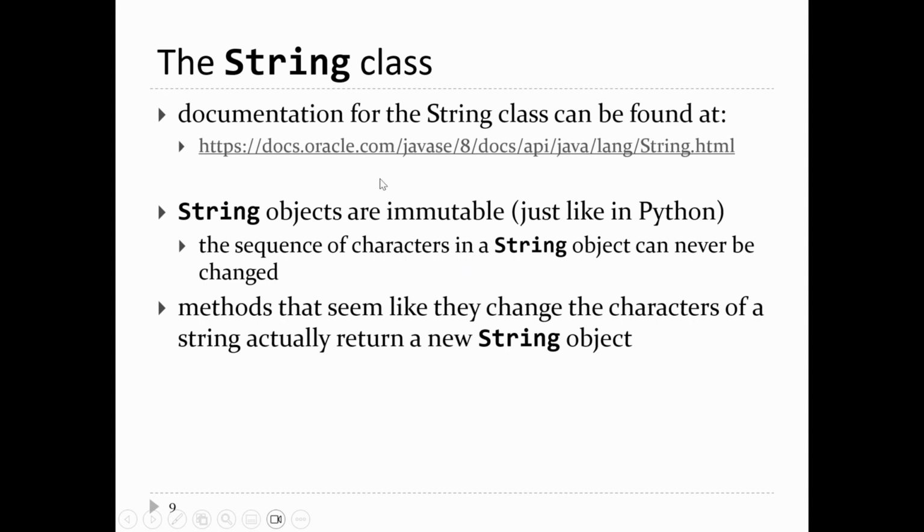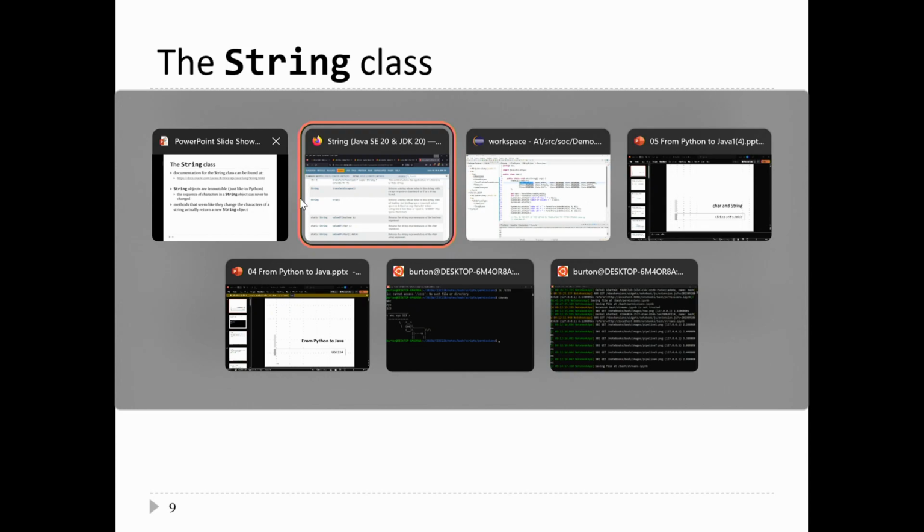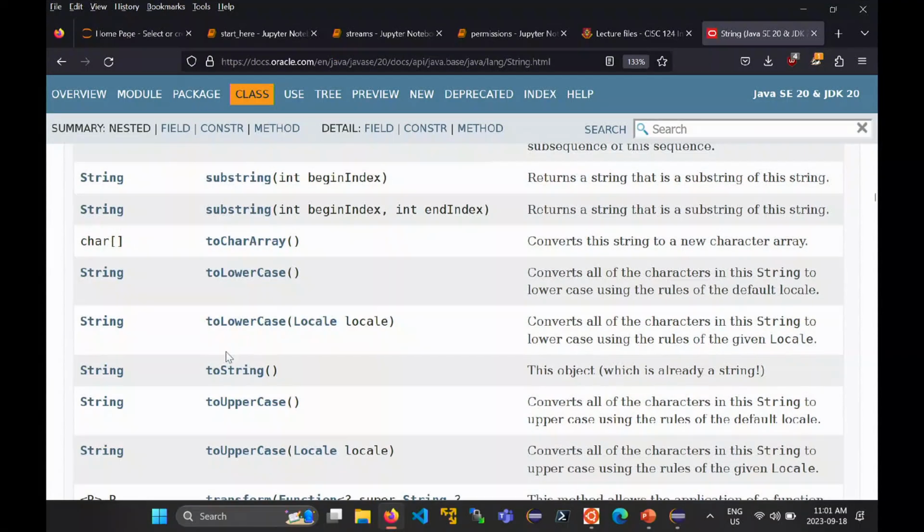All right, so string objects are immutable. What that means is once you make a string object, you cannot change the sequence of characters in that string object. Now, if you look at the documentation for the class, it looks like there are methods that change the characters of a string. So if I flip back here, notice there's a toLowerCase. And if you look at its description, it says converts all of the characters in this string to lowercase. So it looks like this method actually changes the characters of a string, and in fact, that's a lie. It does not.